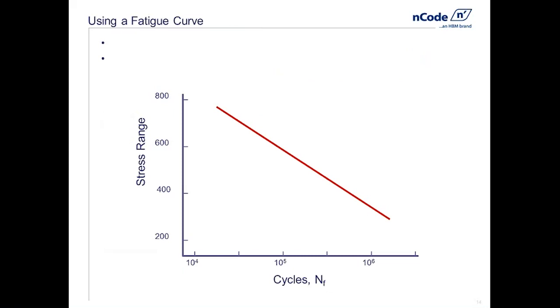So how this is used, here's my SN curve again. First off, I can say, if I know how big the stress cycle is, let's see how long this will last. So if I know that my stress range is, say, 580 megapascals, I can look that up in my fatigue curve and say the fatigue life is around 100,000 cycles to failure.